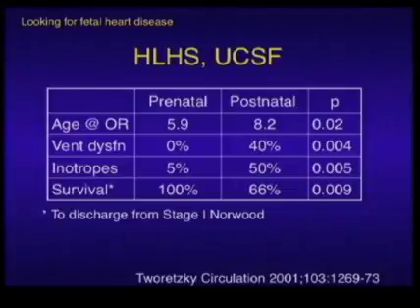Other people have now confirmed tremendous improvements in outcome. For example, Wayne Tworetzky, when he was in San Francisco, looked at their data for hypoplastic left heart and found that they got the babies to the operating room faster. There were fewer babies with ventilatory problems, fewer that needed inotropic support, and survival was substantially better in the group that had prenatal diagnosis than the group that were diagnosed after birth.